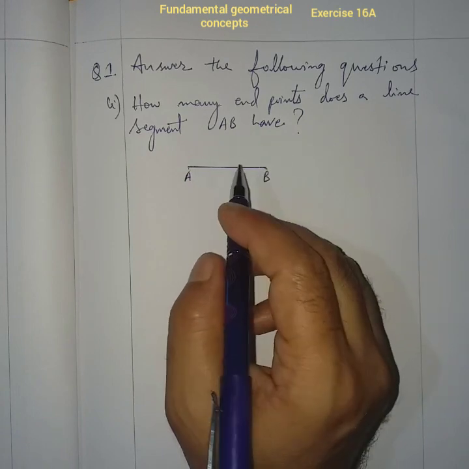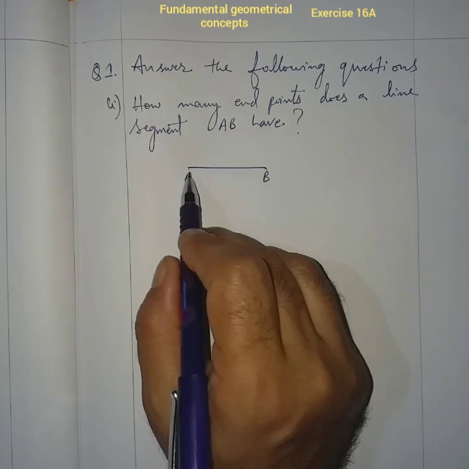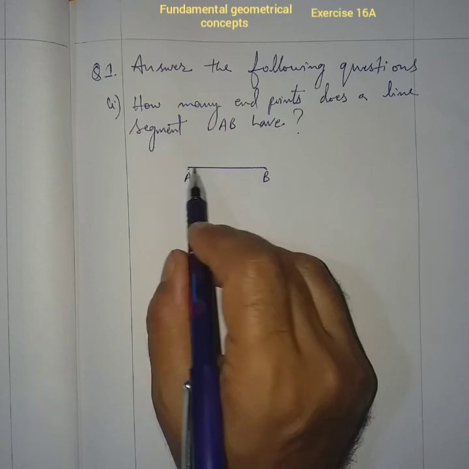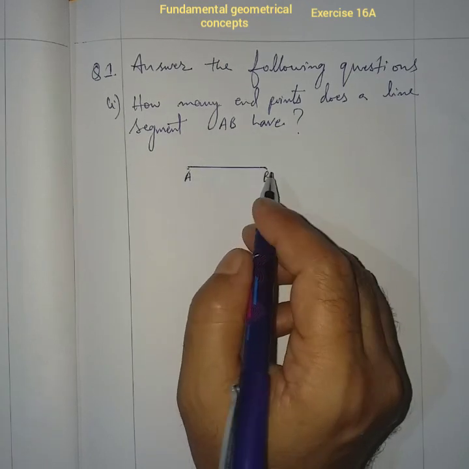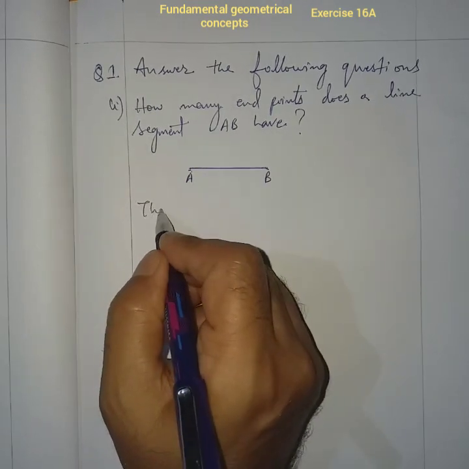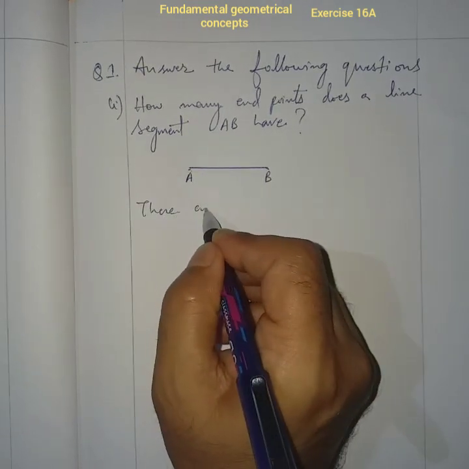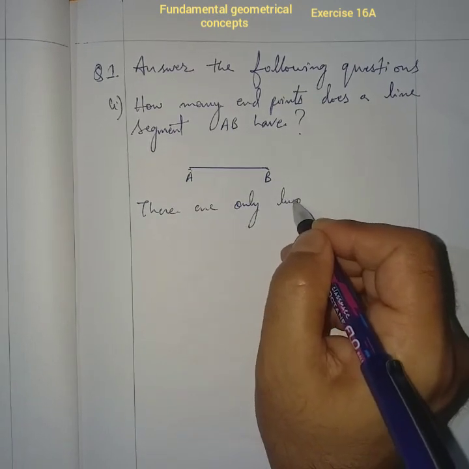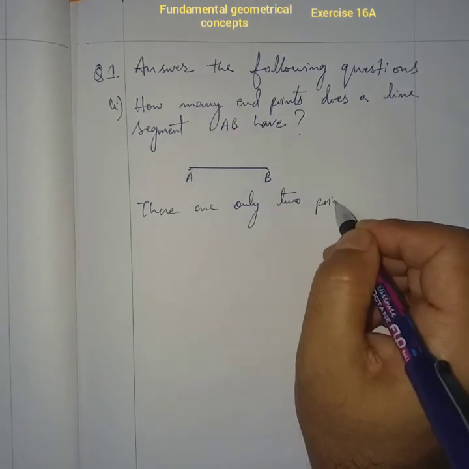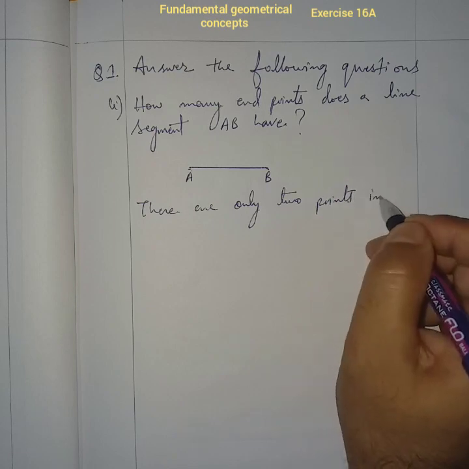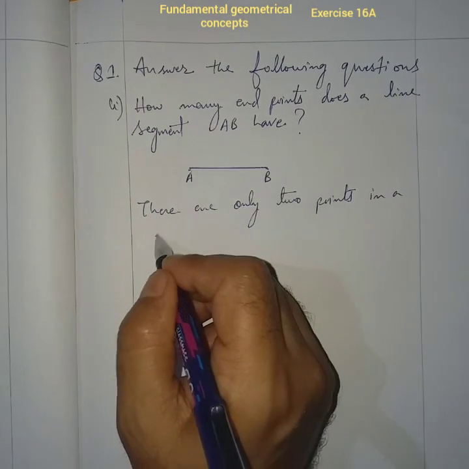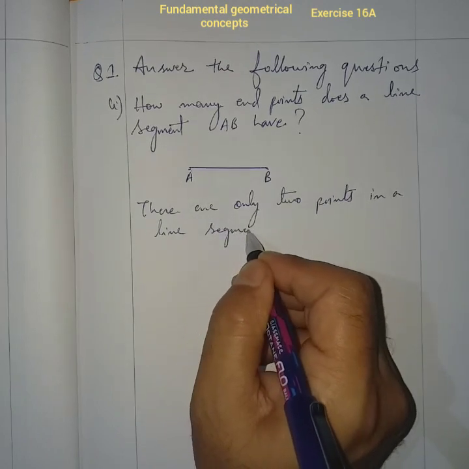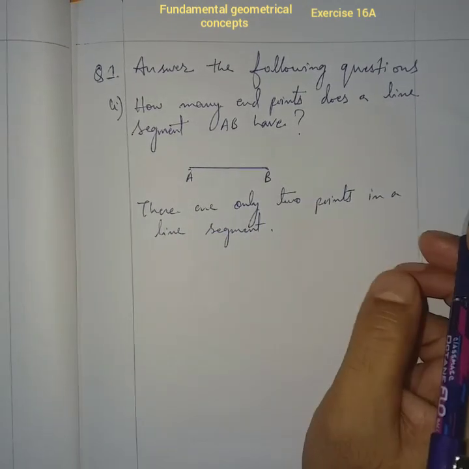So there are two end points of this line segment, that is, one is this end and another is this end. So there are only two end points in a line segment. Okay.